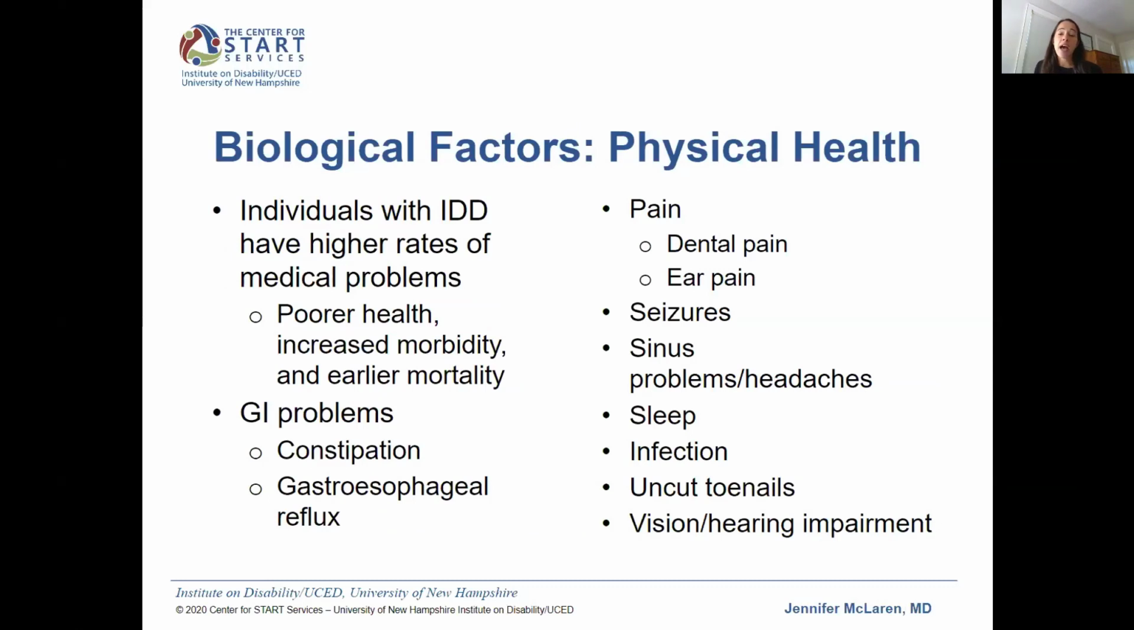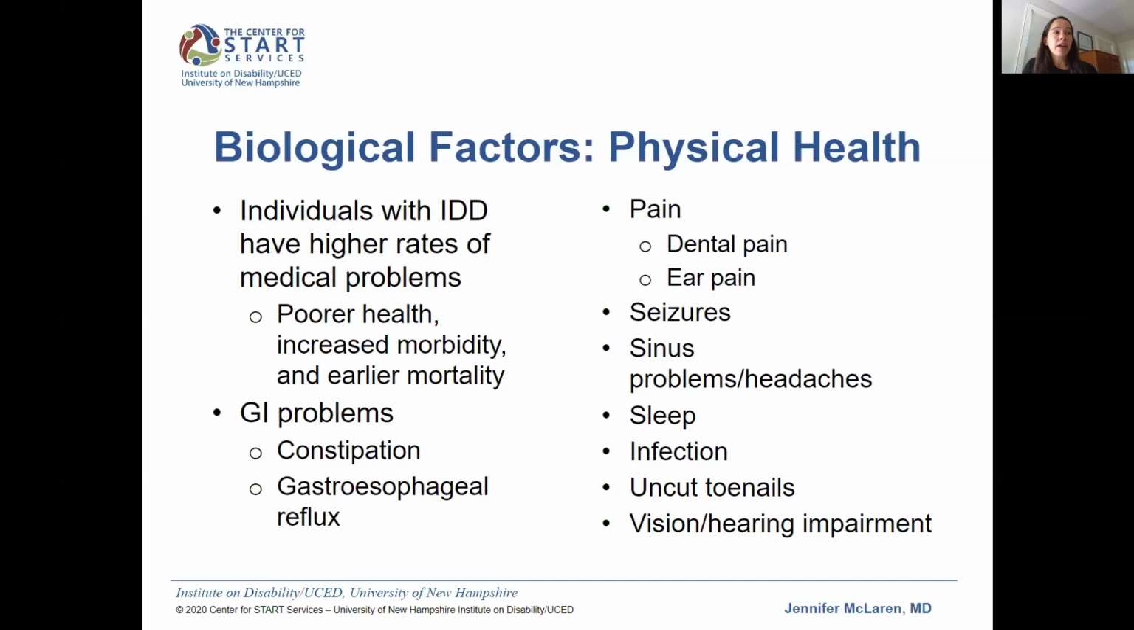So individuals with IDD have higher rates of medical problems when compared to age and sex matched controls. And this may be poor health, increased morbidity, so increased suffering due to those medical conditions, and earlier mortality. Health disorders in people with IDD can differ compared to the general population in terms of their prevalence, age of onset, how they progress, the degree of severity, and how they present.